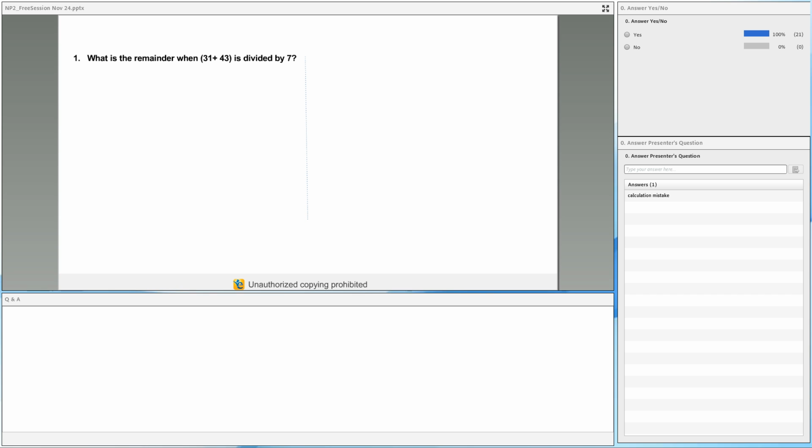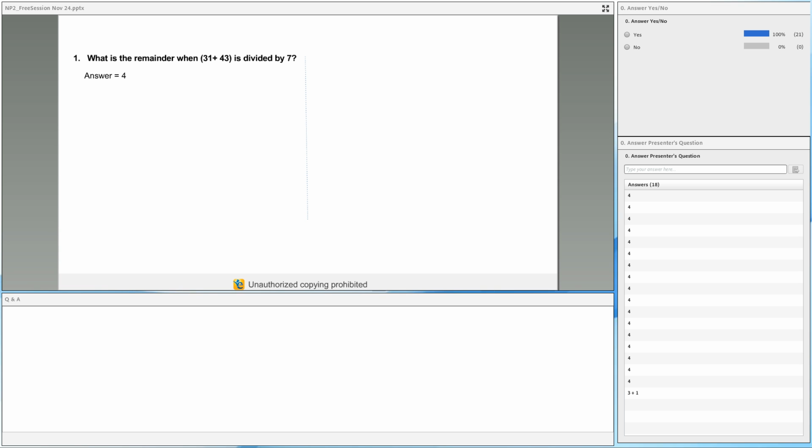So take this question for example. It's a very easy question, and I'm taking easy numbers so that it is understandable by everyone. So what will be the answer in this case? You can put in an answer in the answer presenter. When 31 plus 43 is divided by 7, what is the answer? It's easy, right? The answer is 4. It's a very easy question.